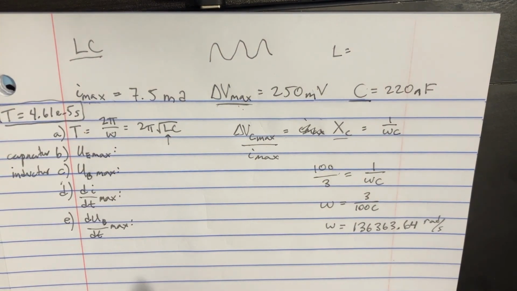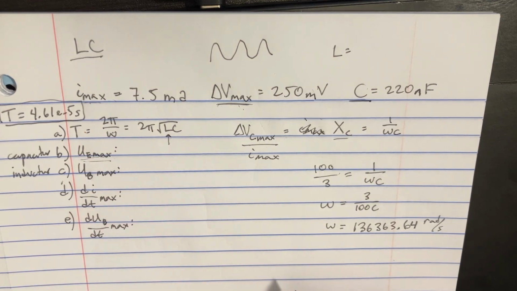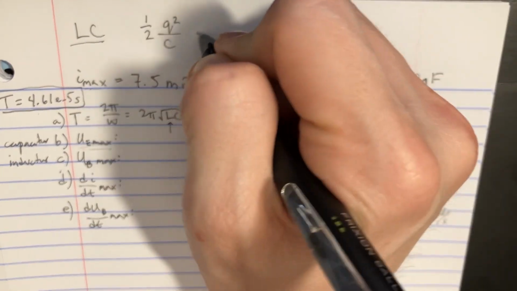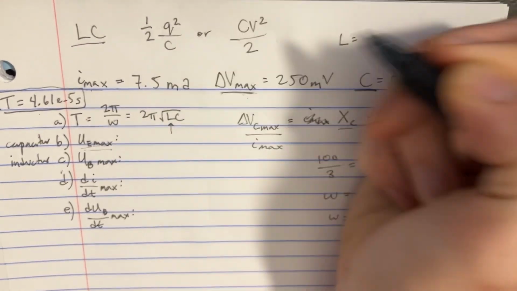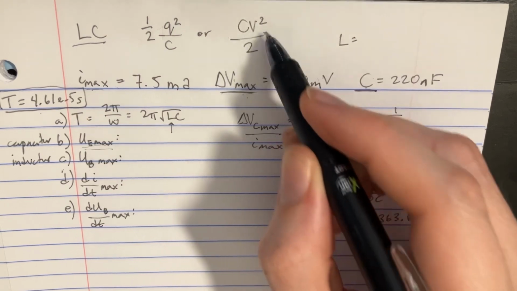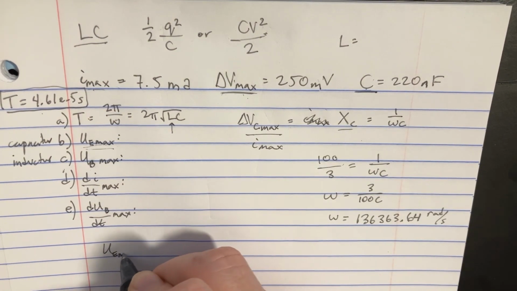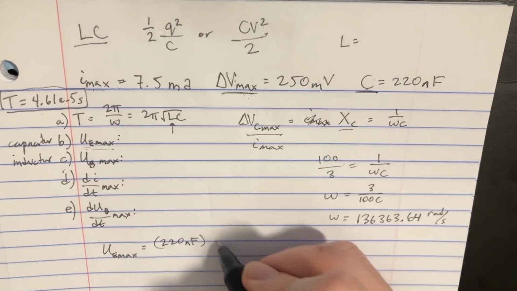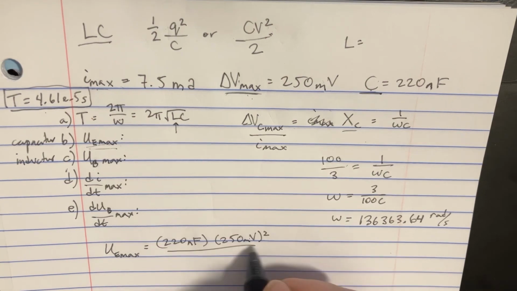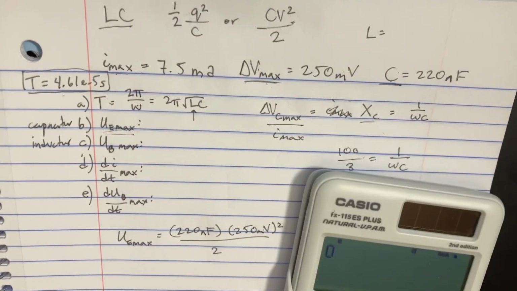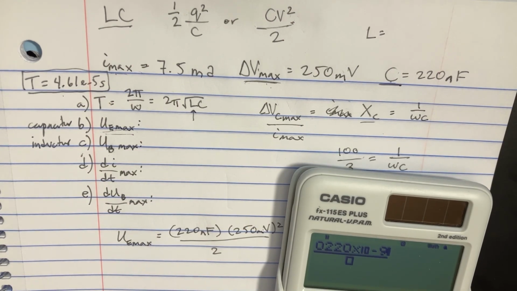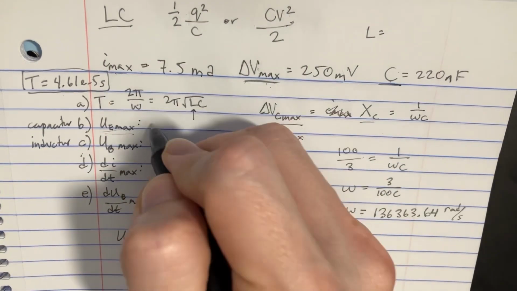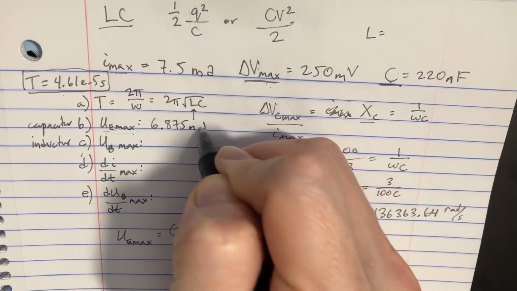All right. Now for the next thing, this UE max, this is the maximum energy across the capacitor. We could consider 1/2 and then Q squared over C, or we could consider CV squared over 2. And because we have the V and the C, that's going to be the one we probably want to use. So we'll say UE max is going to be equal to 220 nanofarads times the voltage squared is 250. And then we'll divide that by 2. So that should give us the UE max. Negative 9 times 250 to the negative 3rd squared. Divide that by 2. So we'll get 6.875 nanojoules here.